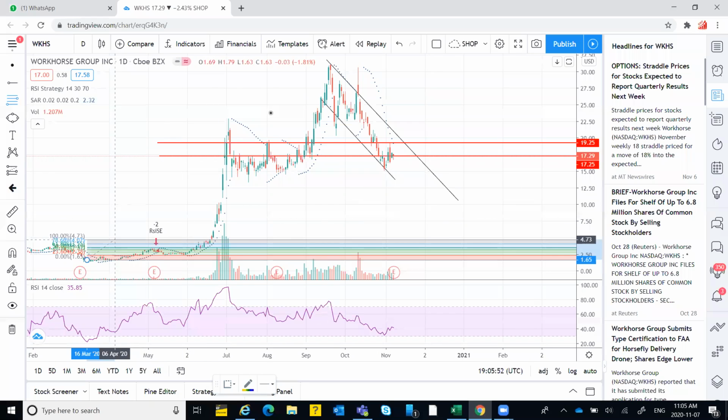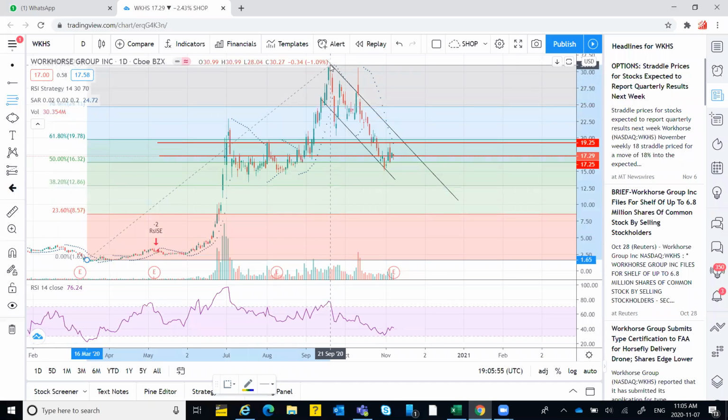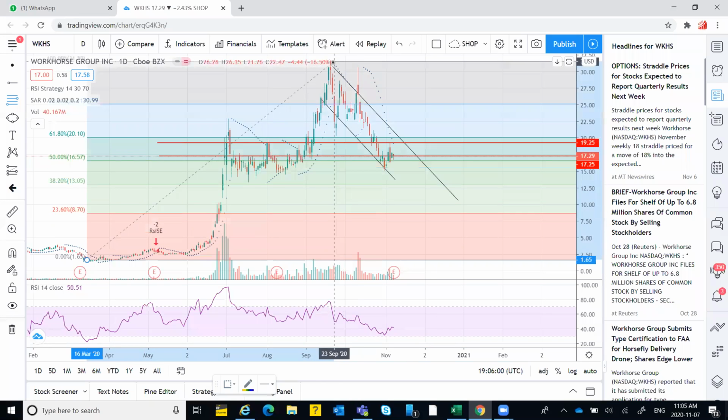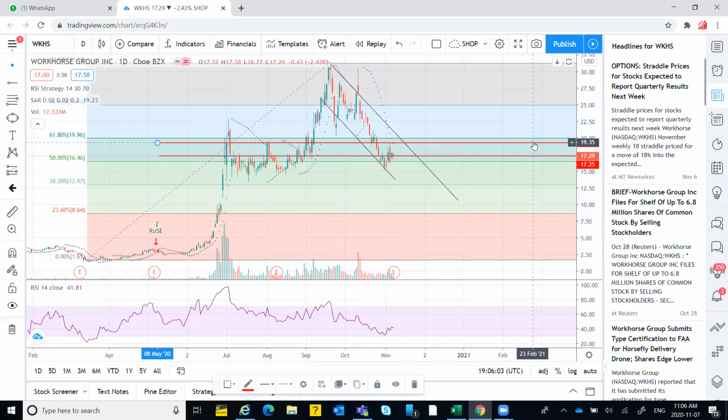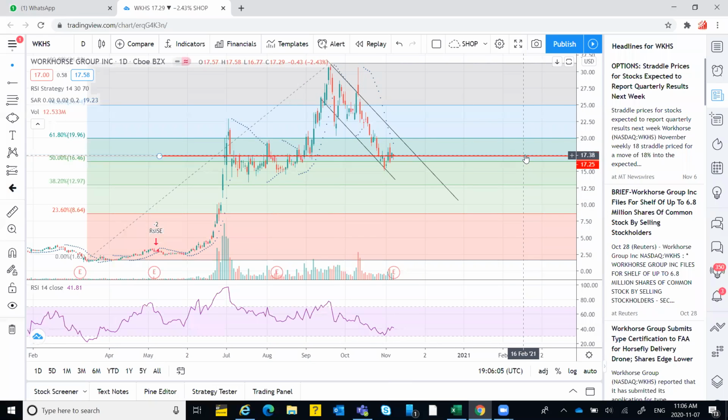If I draw this resistance Fibonacci ratio here, as per the Fib ratio, the support level is at 16.46. Previously it also touched this support level and went up. But eventually it won't stay long in the upward direction.